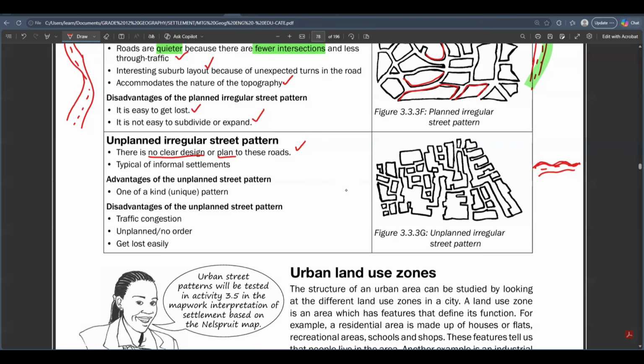But now, in an unplanned irregular street pattern, as the term says, it is unplanned. So it's a street pattern that has not been planned for. The roads have just been built randomly. This one is typical in informal settlements, because informal settlements are not under the city council at all. You just put your house wherever you feel is best. So you just find a place, you put the house. Now the roads will end up looking weird.